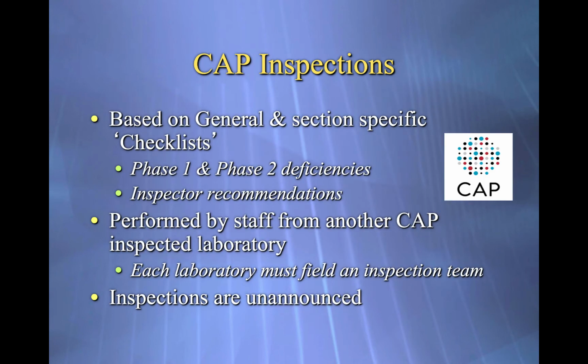Okay, let's talk about CAP, College of American Pathologists. Their inspections are based on general and section-specific checklists. So you have this thick wad of paper that goes through literally hundreds of questions. For each question, you can pass, or you can have a phase 1, which is a minor, or a phase 2 deficiency if you don't pass that question. And then inspectors can also make recommendations based on their review of your operations and say, hey, we do this at our lab. You might look at doing this at your lab. It's a good idea. We've prevented a couple of problems, whatever.